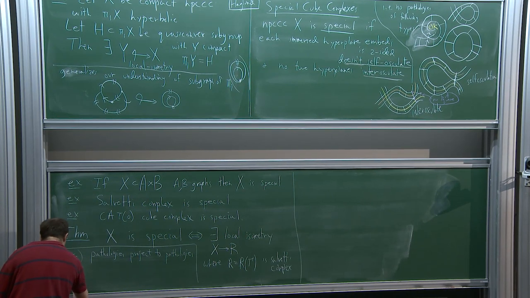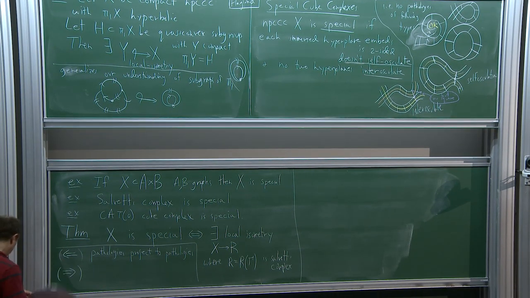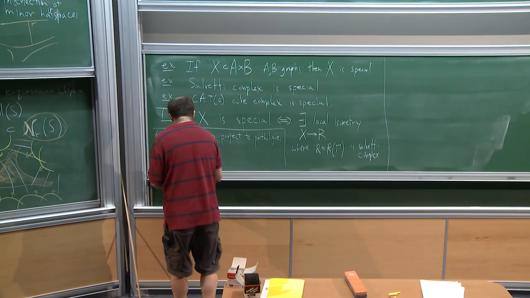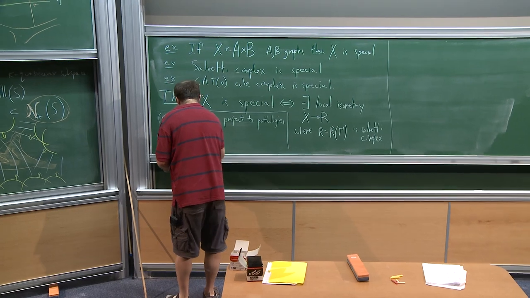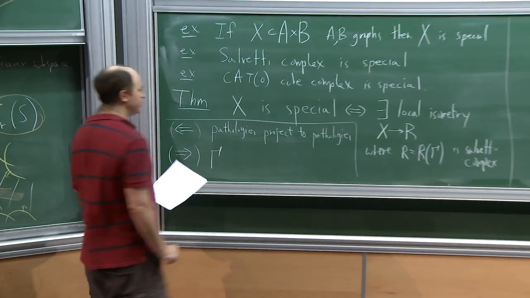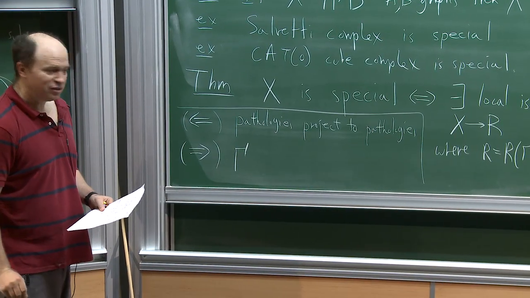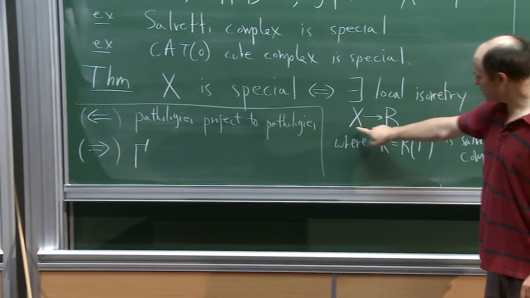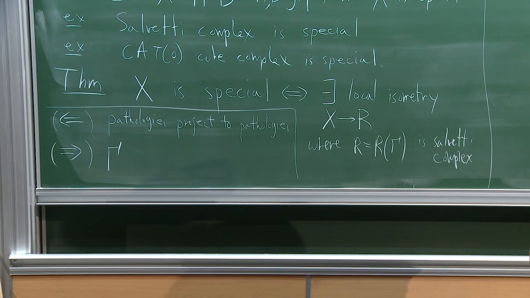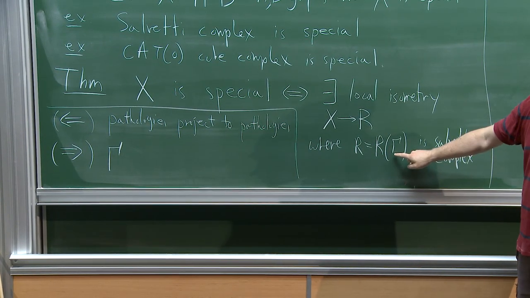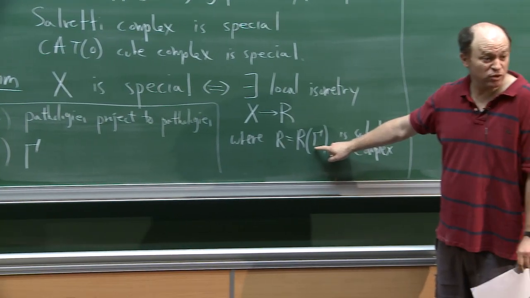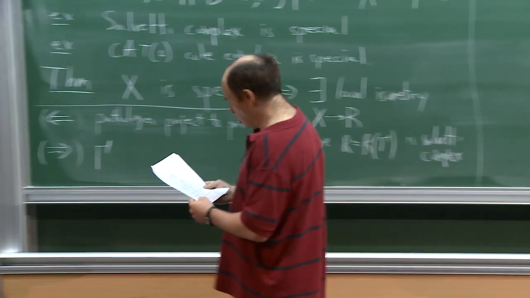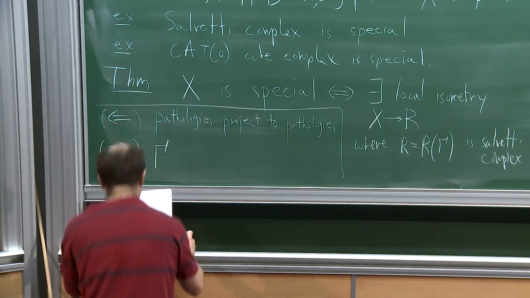In this direction, I will tell you that the most important thing is the graph gamma, right? So if X is special, we're going to create a local isometry from X to a Salvetti complex. And which Salvetti complex? Because there's one for every simplicial graph. So let's first notice which graph we're going to use. We use what's called the crossing graph.